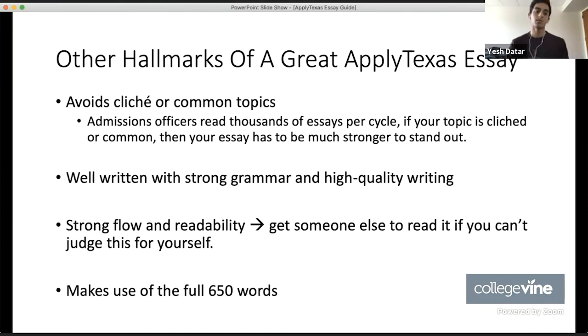You also want to make sure it is well-written, with strong grammar and high-quality writing, which is oftentimes very essential at selective colleges. Show strong flow and readability. Get someone else to read it if you can't judge this for yourself. And then make use of the full 650 words or 700 words, whatever the limit is for the applications that you apply for.